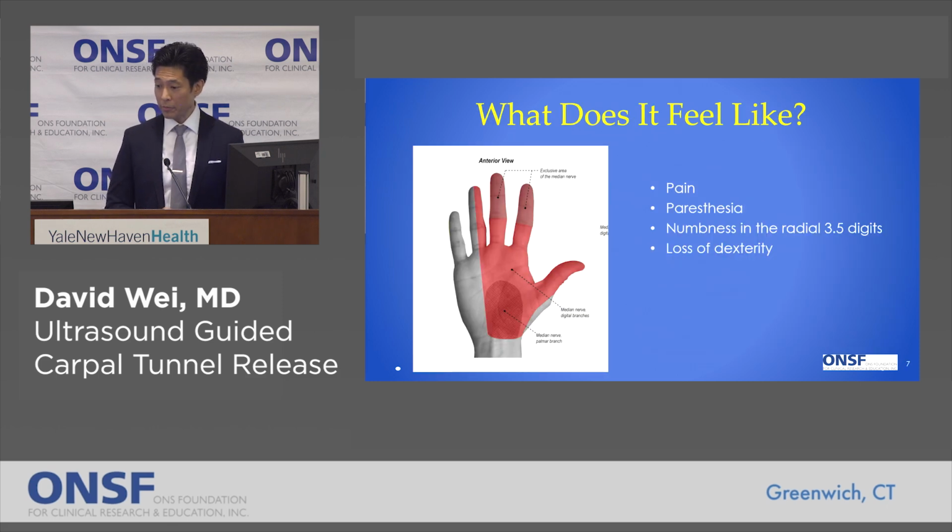What does it feel like? Most commonly, people describe it as pain, paresthesias, numbness in the radial 3.5 digits, which just means the thumb, the index finger, the middle finger, or part of the ring finger. If it gets severe, you may also see some loss of dexterity, which is when you might drop things, you might start to feel like you can't do buttons, you can't do fine motor activities.